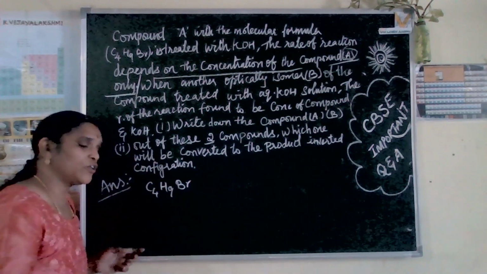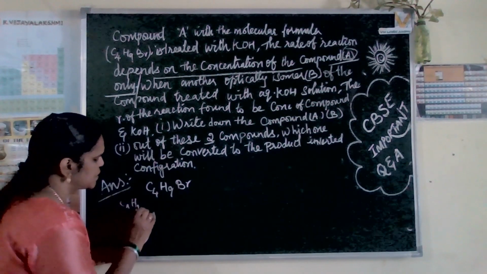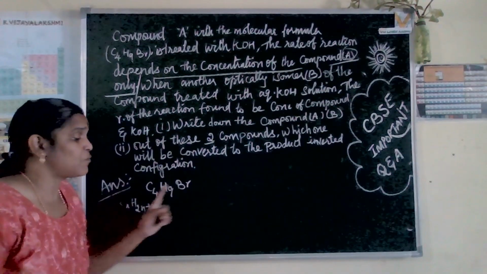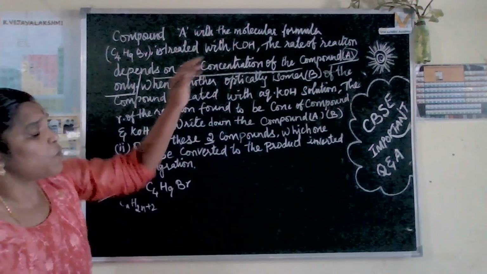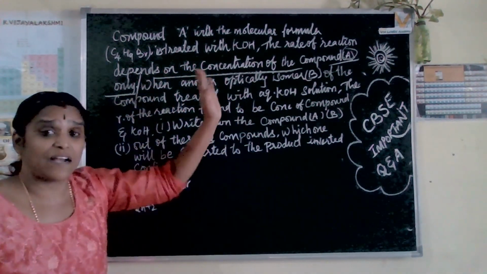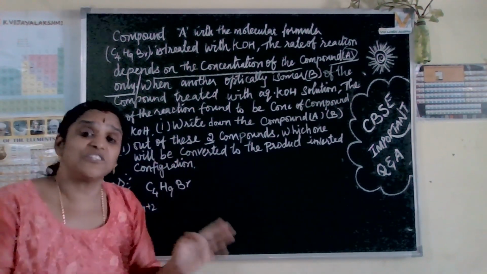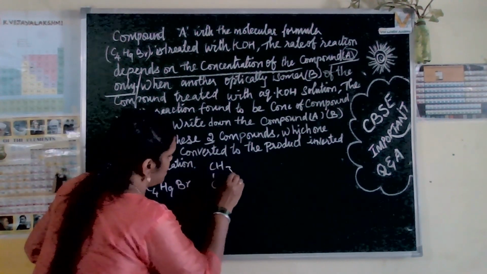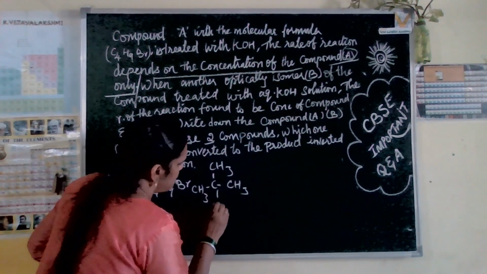If you want to check whether it is correct or not, CnH2n plus 2: 2 into 4 is 8, 8 plus 2 is 10. In that, one hydrogen is replaced by bromine. So here only one compound is involved, that means it is a substrate only. The rate of the reaction depends only on the substrate, meaning 100% it is a tertiary halide only. So how will you write the tertiary halide? Here CH3, here CH3 and Br.